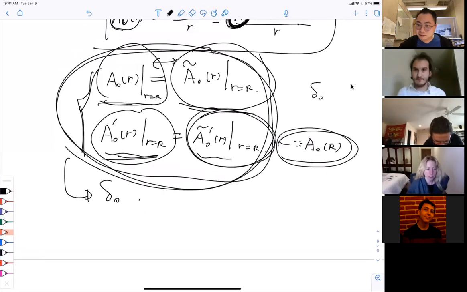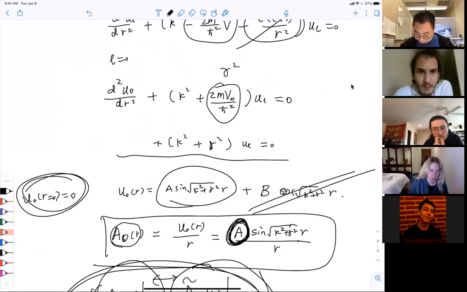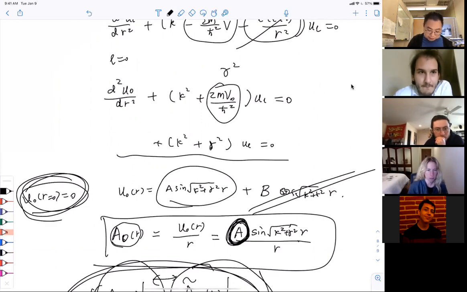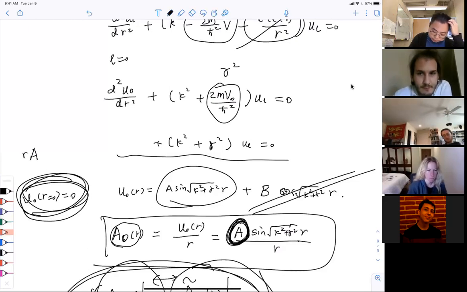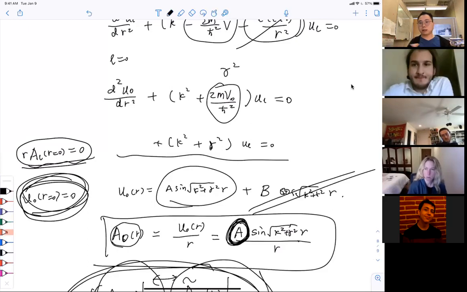Yeah. Hey, I have a question. Could you go up just a teeny bit? How did you know that function u goes to 0 at r equals 0? I don't know if that's obvious or not. I believe that's one of the homework problems. Basically, r times R_l(r) at r = 0 should equal 0. This is what was true, I believe, in the spherical coordinates.